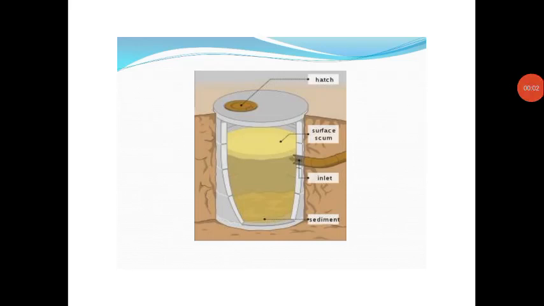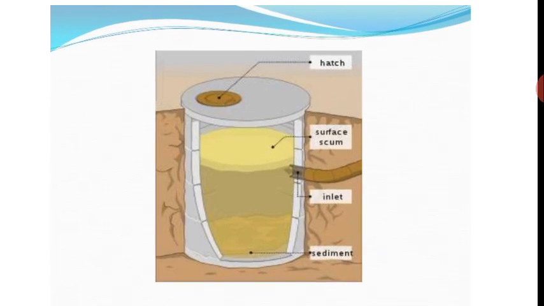In the previous class, we were discussing the importance of the septic tank and how it functions in treating the wastewater which is generated, especially in rural areas. We also explained how the scum layer is going to generate at the top and how the sludge is going to generate at the bottom.